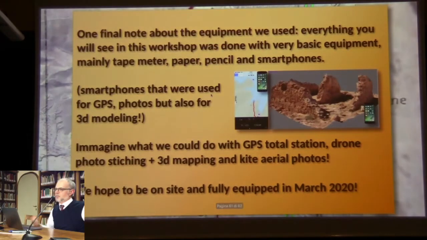And then I finish with one final note about the equipment we used. We had some issues with the equipment and the airport, so we used very improvised material like smartphones, a tape measure, paper and pencil. So imagine what we can do when we have more equipment, like a total station with GPS, maybe a kite or a drone to assess the layout and morphology of the terrain. This is a very short introduction. We hope to be on site and fully equipped in March 2020.